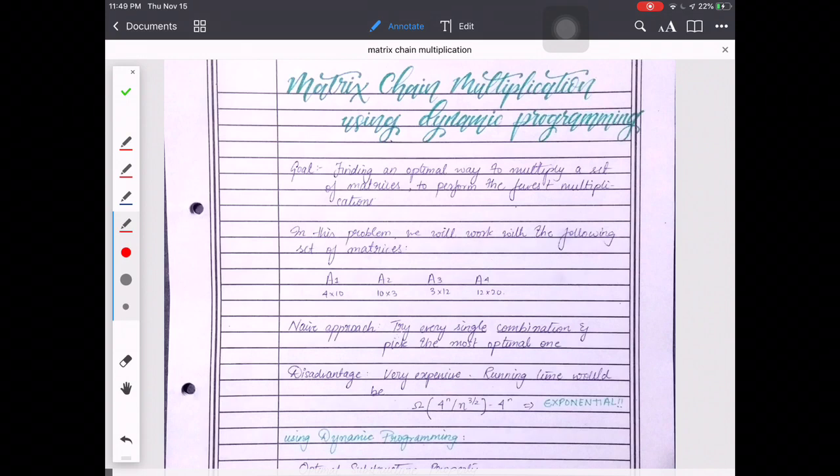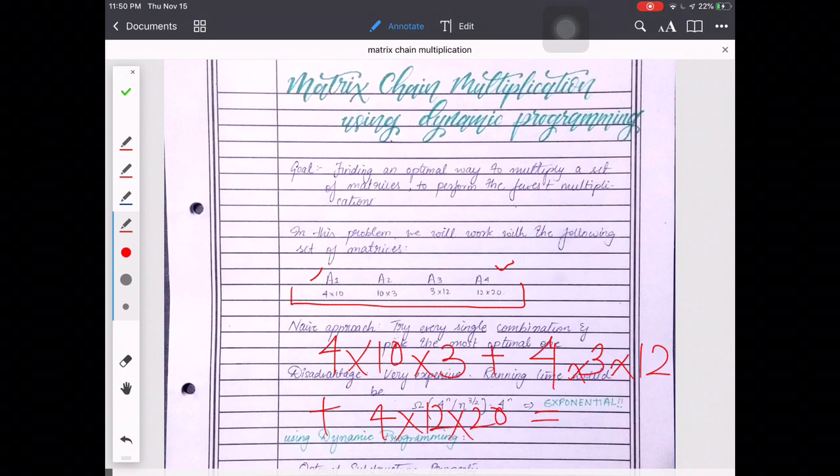If you were to multiply, in this example, the chain of matrices from beginning to end, that is from A1 to A4, we would effectively have 4 times 10 times 3 plus 4 times 3 times 12 plus 4 times 12 times 20, which would give us a total of 1224 multiplications.